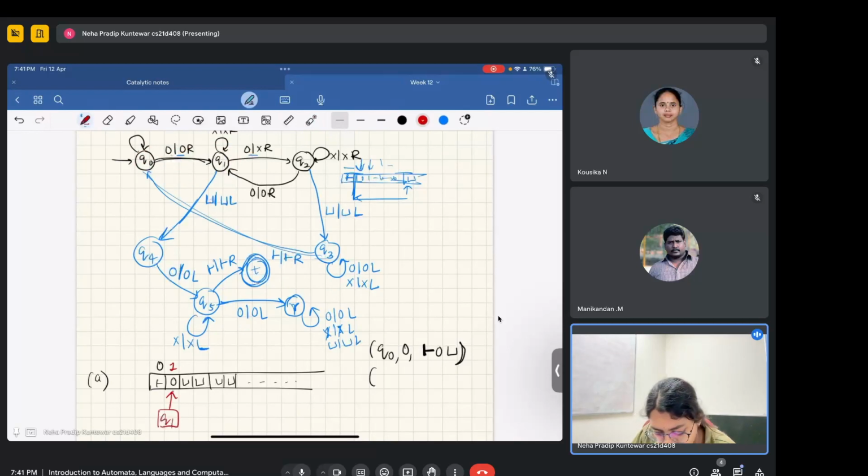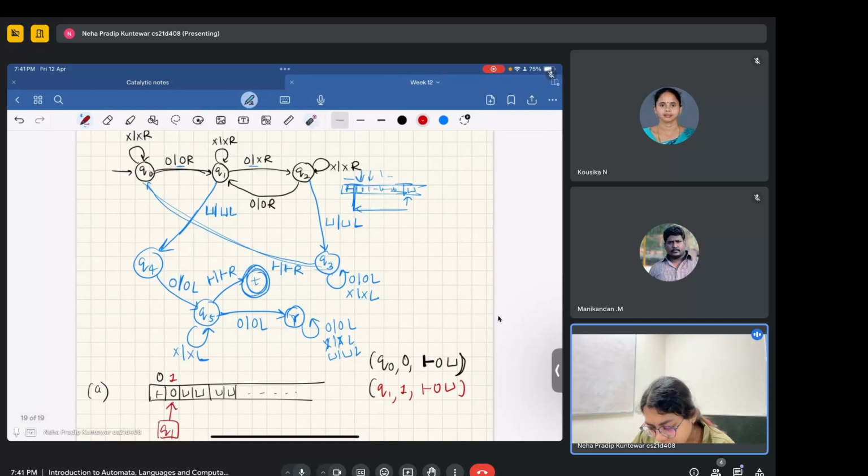So the next configuration is you are in q1, the cell you are reading is 1, and the content on the tape is still the same because we did not change it. Then if you are at q1 and you see 0, sorry.